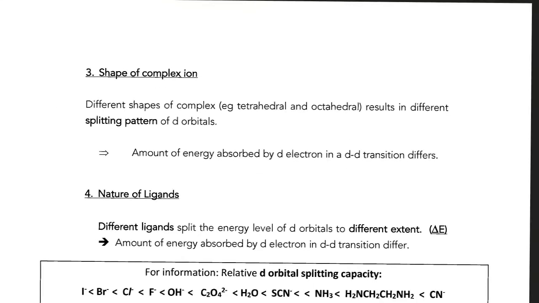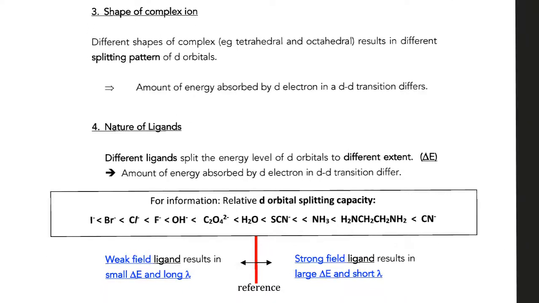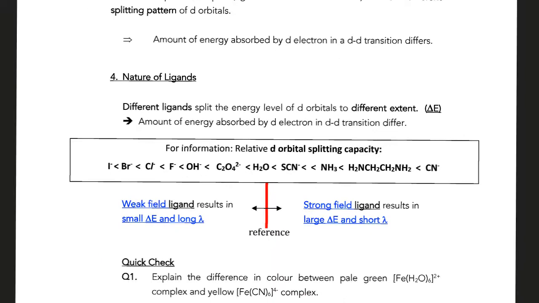Now the nature of ligands, and this is where I mentioned the ligand field strength just now. You do not need to know the exact sequencing, but roughly you just need to know that a weak field strength ligand results in a small delta E, which means you absorb a long wavelength of light. If you have a strong field ligand, it causes the delta E, the energy gap, to be bigger, and so you absorb a short wavelength of light.